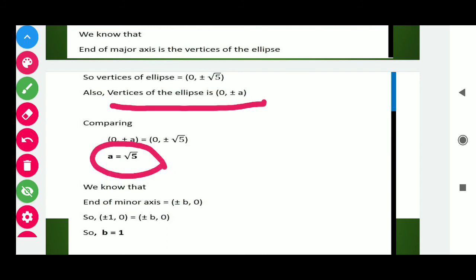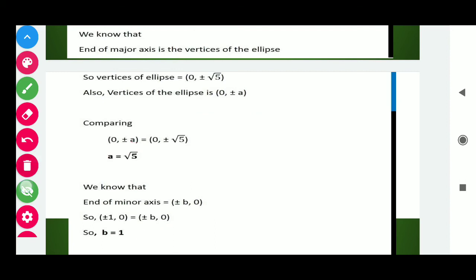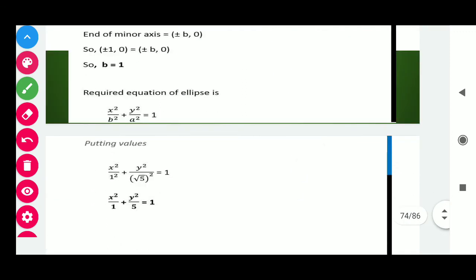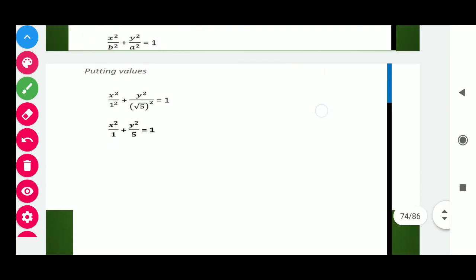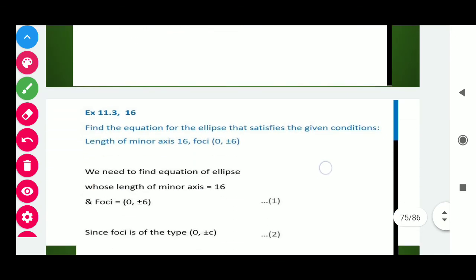Now the ends of the minor axis are also given. On comparing, we get b equals 1. Now students, we have the values of a and b, and we put these values in the general equation of the ellipse. In this way, we get the answer x² over 1 plus y² over 5 equals 1. So students, in this way, we have completed question 14.